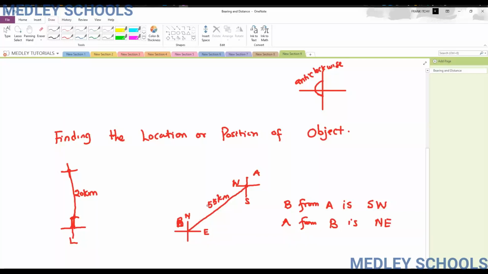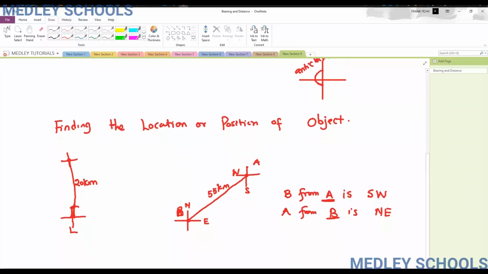So when you are asked to find the bearing of a particular location from another location, you have to read from north. Now you must note the position or the location in front of the "from". The first one is saying bearing of B from A. That means we measure it on A, and when it states bearing of A from B, that means we measure it on B.